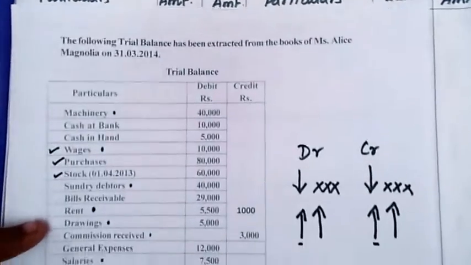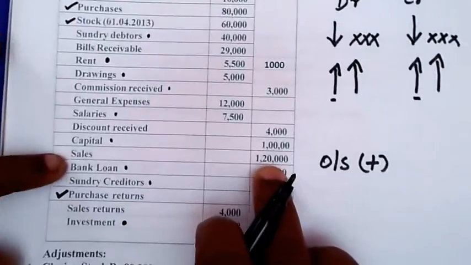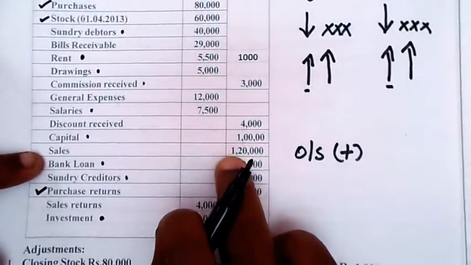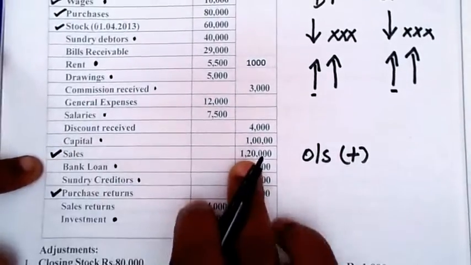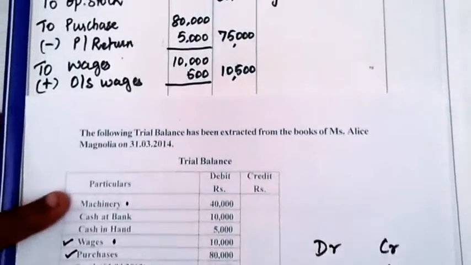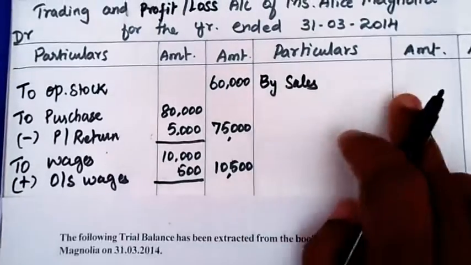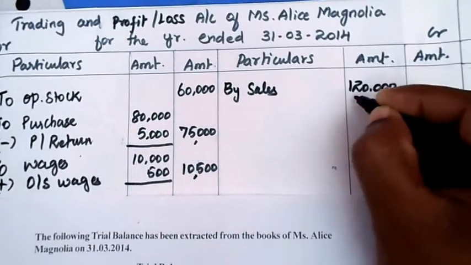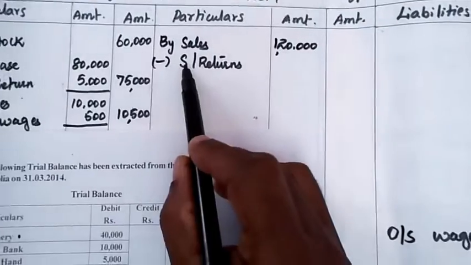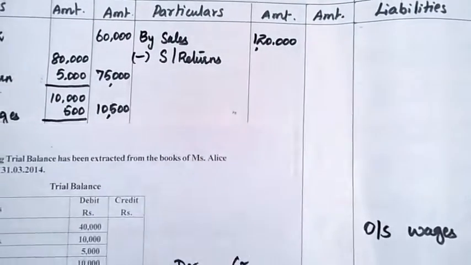Just find the amount. How much? 1,20,000. I told you, no, sales is always credit balance. So sales how much? 1,20,000. No, just enter this amount under debit credit side of trading account, inner column, because sales return is there, no? So subtract sales return. How much? Just see the problem.